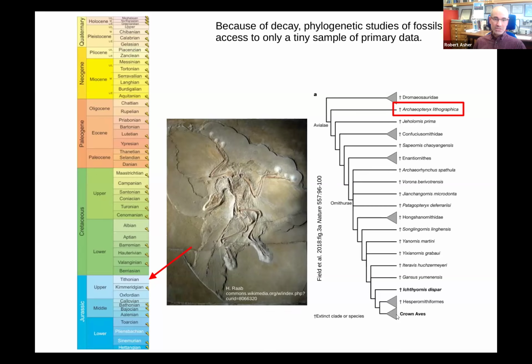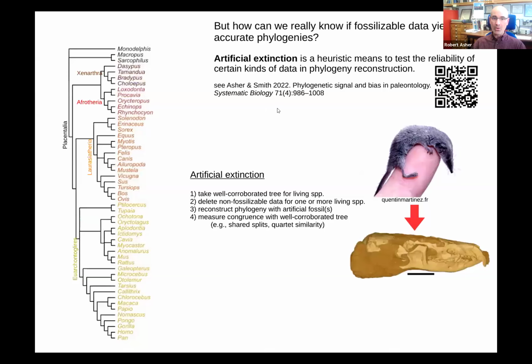But maybe this is just an artifact. There was actually a paper a little over a decade ago saying that fossilization systematically caused fossils to misleadingly appear at basal nodes. And I think it raises a serious question: how would we know? What I want to tell you about in the next few minutes is this heuristic method, artificial extinction. It's not new, but I have a particular application of it, as do many other colleagues.